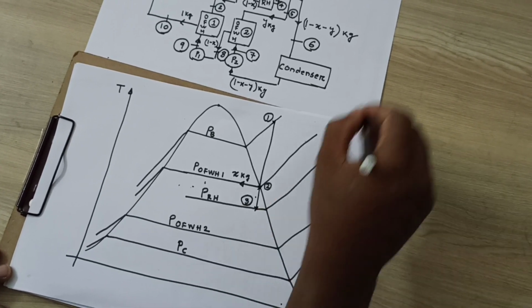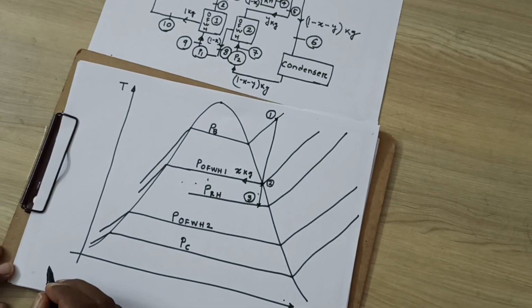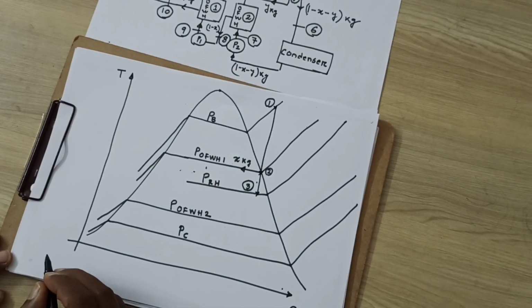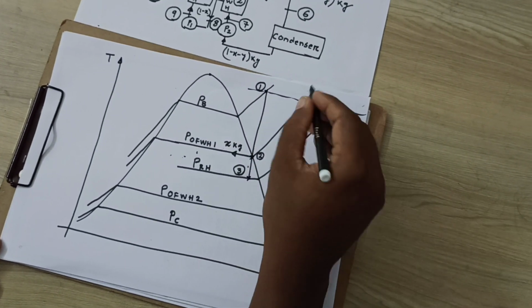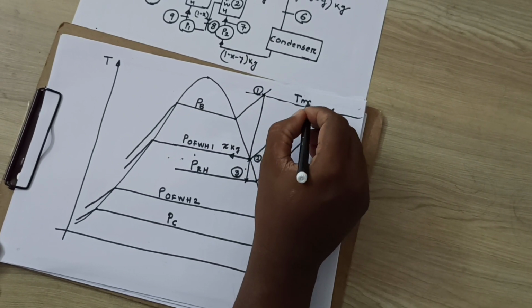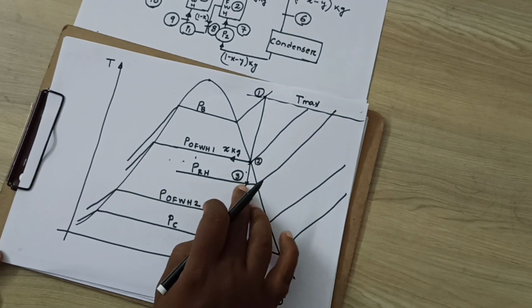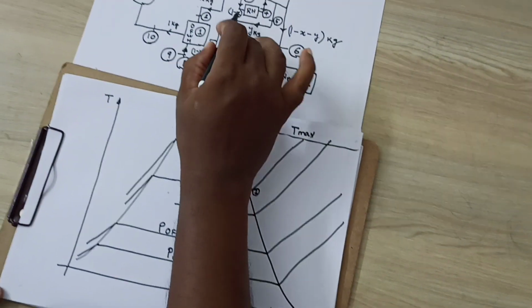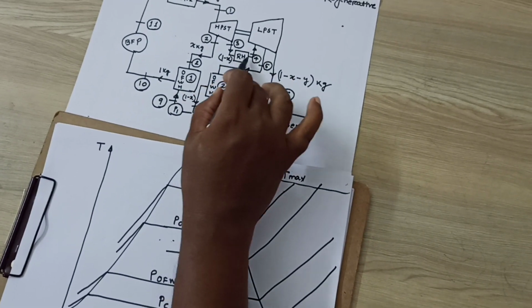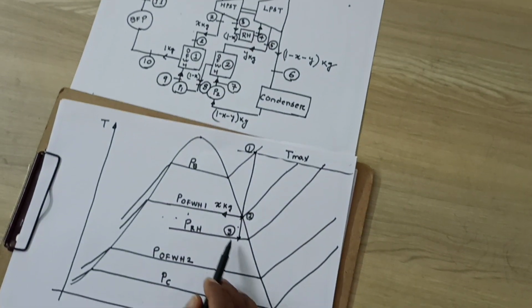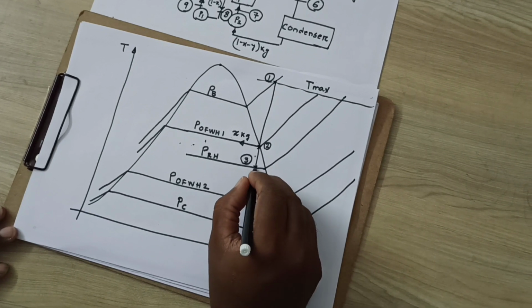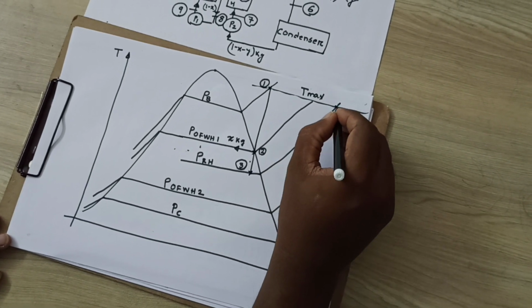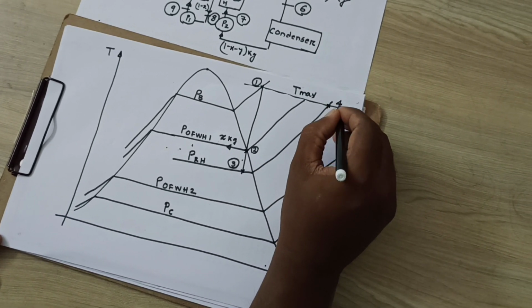Then state point 3 is reheated to the maximum temperature of the cycle. This will be the T max. Okay, state point 3 to state point 4 is the constant pressure heating in the reheater, and this constant pressure reheating will be recorded here. This will be state point 4.